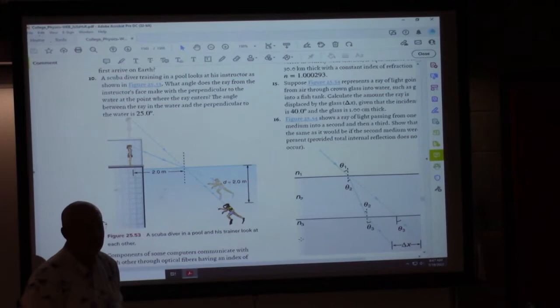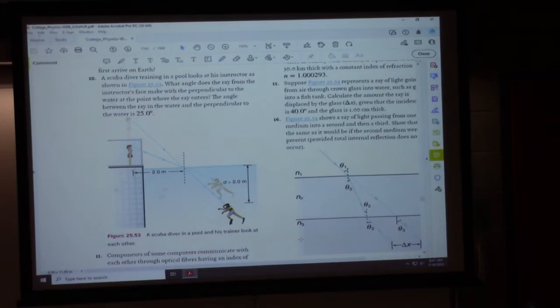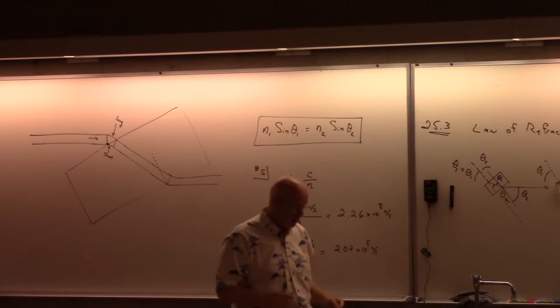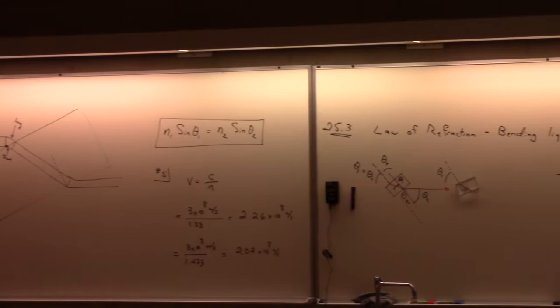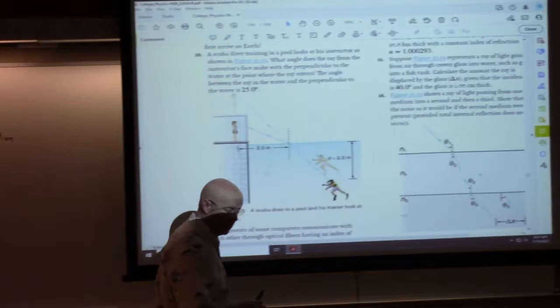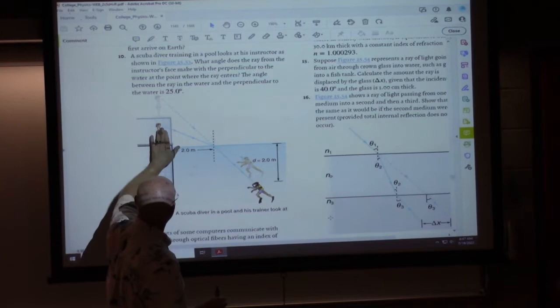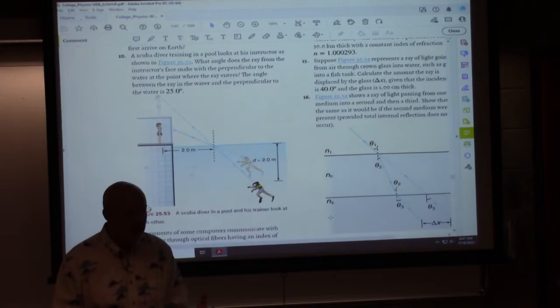But mathematically, if you switch the roles and think about the light going the other direction, so you start in the water, now 1 becomes the water and goes into the air, that would be an example of the person on the deck trying to see the person underwater. Okay, so for the person underwater, the light would look something like this. The light would come off of the person, and that's what this arrowhead is for. It would come out and then bend away from the normal towards the person. So the actual path of the light is the same, just in reverse.